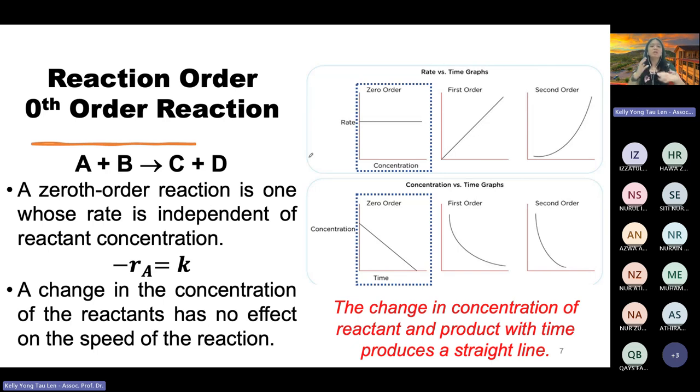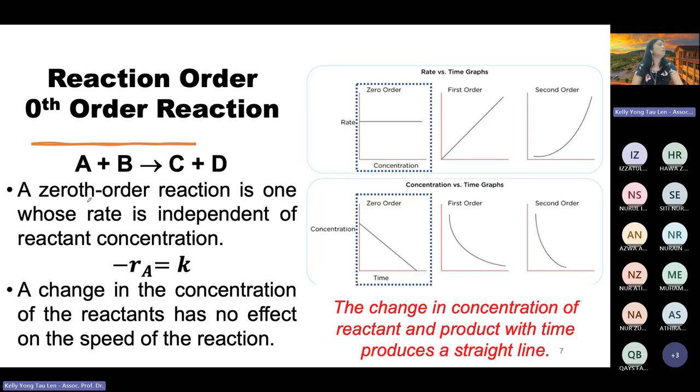Again, I repeat, not all reactions have orders of only zero, one or two. It can be other values, three, four, or a fraction. But the common ones are normally zero order, first order and second order. So what does it mean? Let's say a zero order reaction: it is zero order with respect to A and also zero order with respect to B. You remember that any number to the power of zero becomes one. Four to the power of zero is one, five to the power of zero is one.